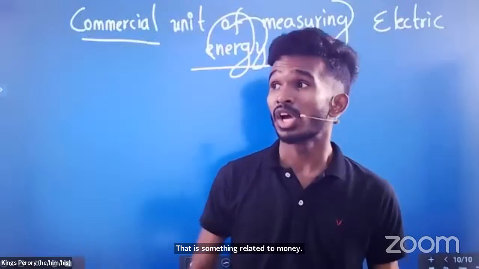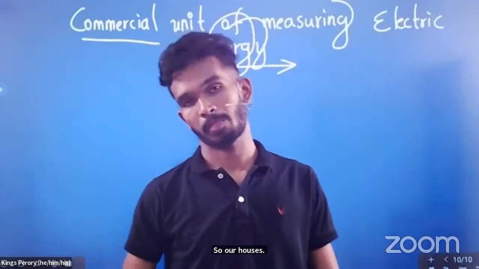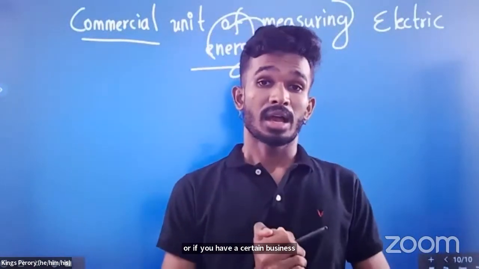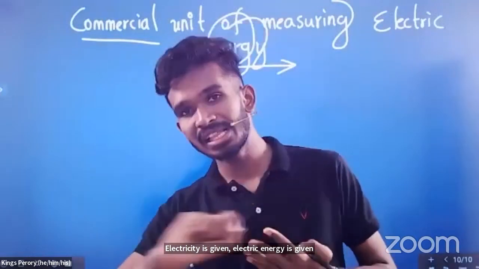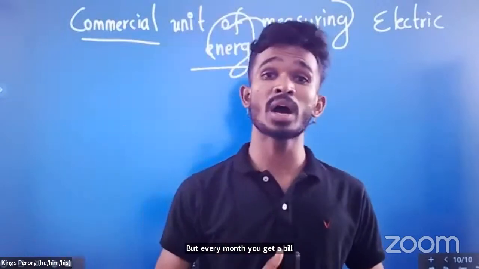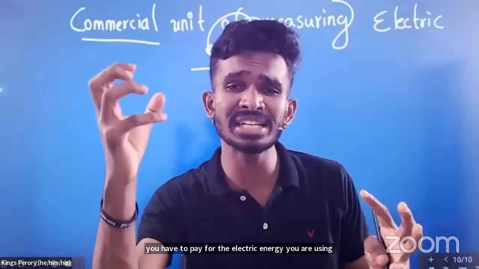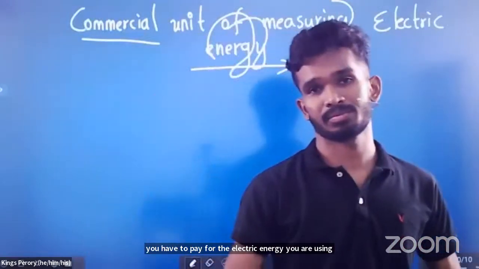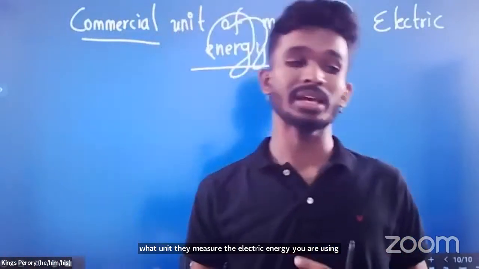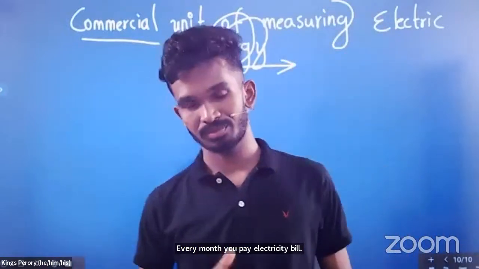What does this mean? To our houses, or if you have a certain business, electricity is given, electric energy is given. But every month you get a bill. You have to pay for the electric energy you are using. Using what unit do they measure the electric energy you are using? Using what unit do they convert it into money? Every month you pay an electricity bill, no? How is that conversion done?